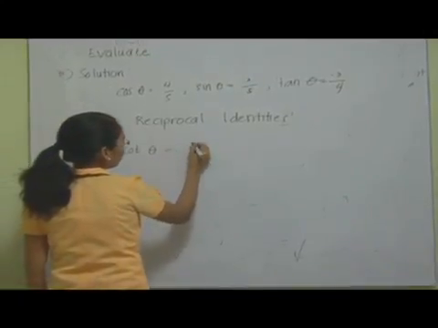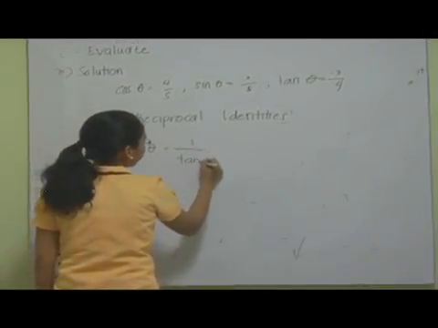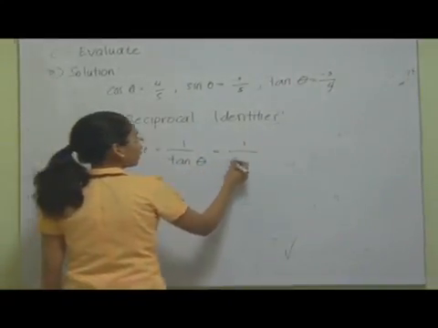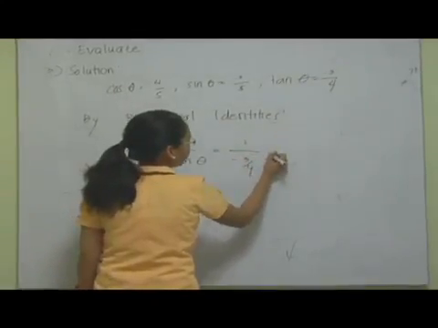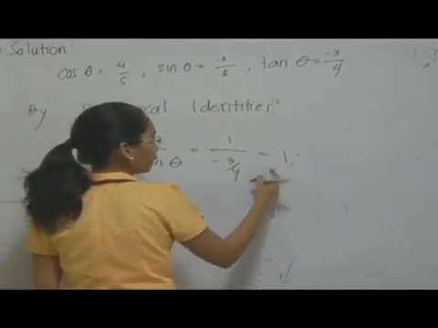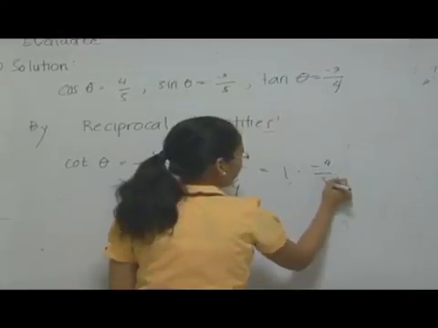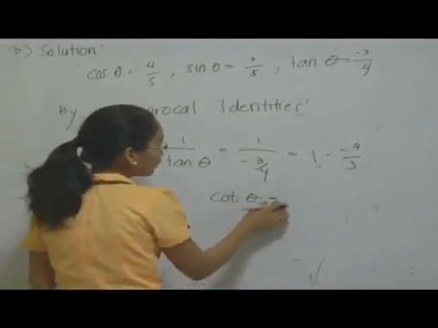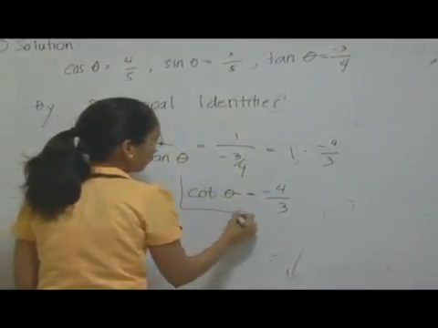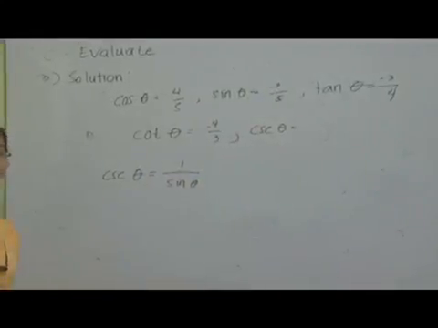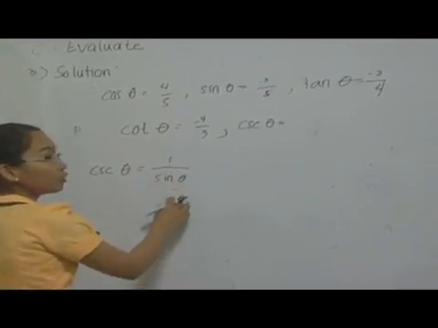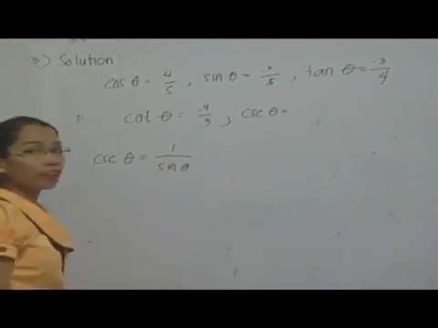Cotangent theta is just equal to 1 over the tangent theta. What is the value of the tangent theta? It's negative 3 over 4. Now, 1 times the reciprocal of the denominator, that is negative 4 over 3. The value of the cotangent theta is just equal to negative 4 over 3. Okay, now let's get the cosecant theta. Cosecant theta is just equal to 1 over the sine theta. That is by reciprocal identity.